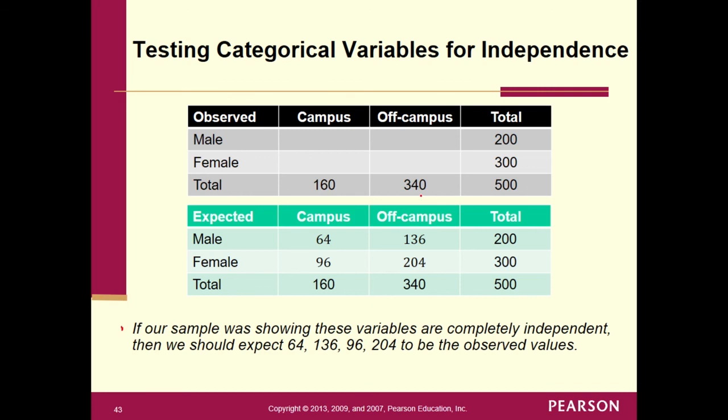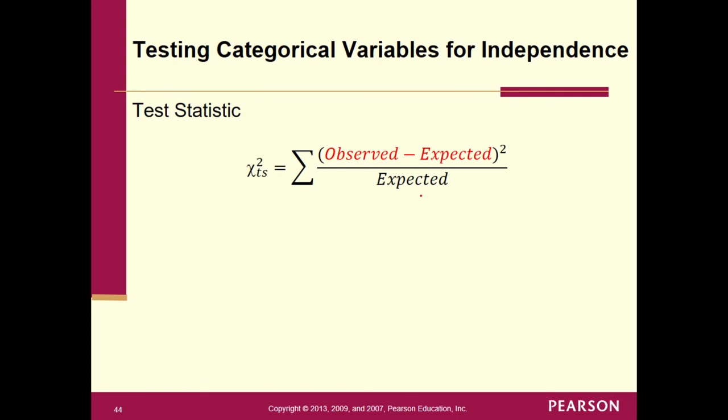So if our sample was showing these values are completely independent, then we should expect 64, 136, 96, 204 to be in the observed values. That's what we would expect the observed values to be if the variables were completely independent. So notice what the test statistic does. The very first thing in the numerator, what does it do? It compares the observed versus the expected. All right. So if they're completely equal to one another, this test stat turns out to be 0.